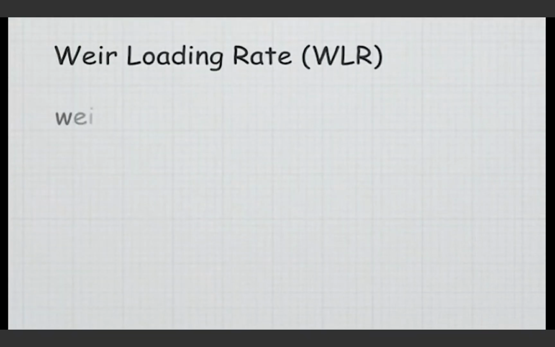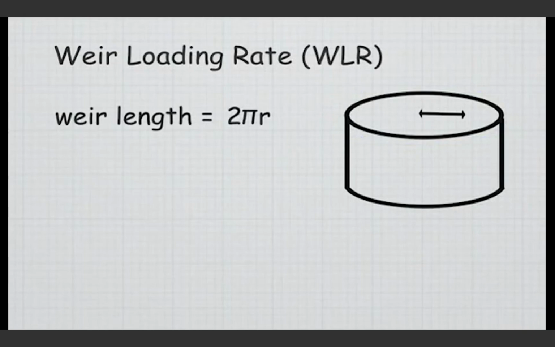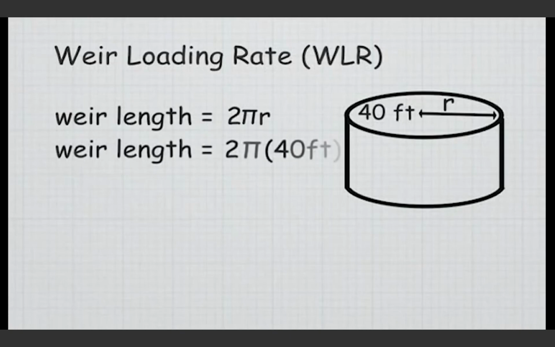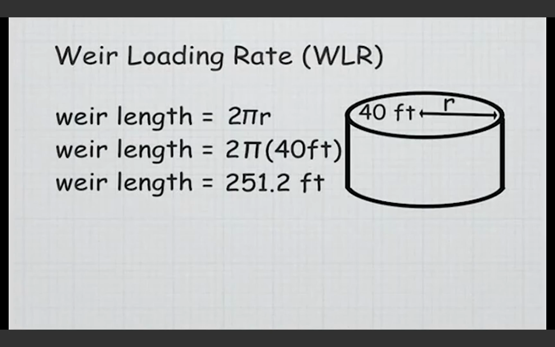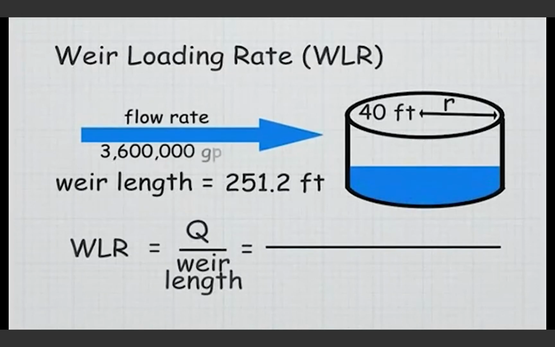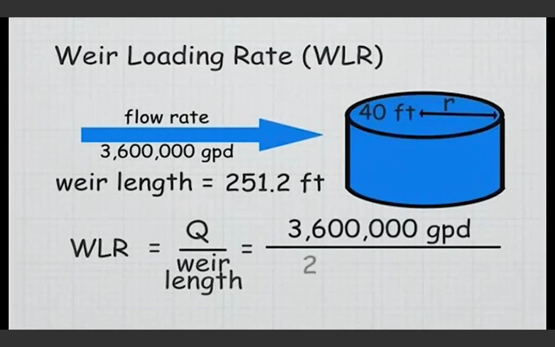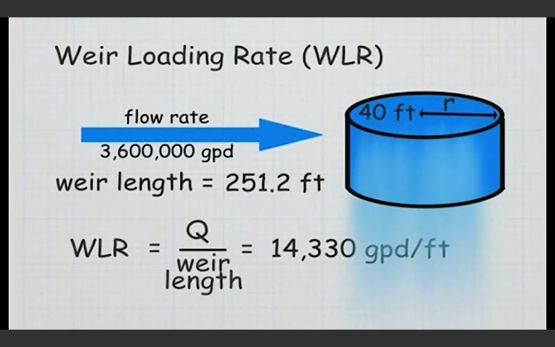To determine the weir loading rate, we first need to determine the length of the weir. The length of the weir is equal to the circumference of the circular clarifier, or 2 times pi, times the radius of the tank. The radius is 40 feet. 2 times pi times 40 feet equals 251.2 feet of weir length. We can now plug the weir length into our formula. Flow rate of 3.6 million gallons per day divided by 251.2 feet of weir equals 14,330 gallons per day per foot of weir. 14,000 gallons per day per foot is within normal operating range.